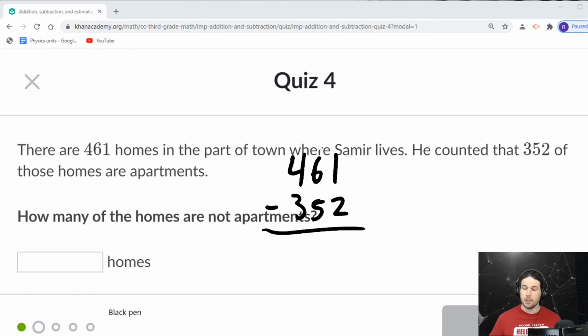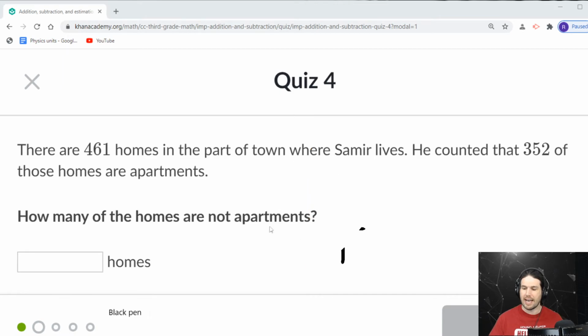61 minus 52, again, I'm going to section this off. Let's go ahead and use red so that it doesn't get confusing. 61 minus 52 I can do on my fingers. 53, 54, 55, 56, 57, 58, 59, 60, 61. Maybe not the most efficient way of doing it, but it's 9. And I know that 400 minus 300 is 100. So the total number of houses that are not apartments is 109.